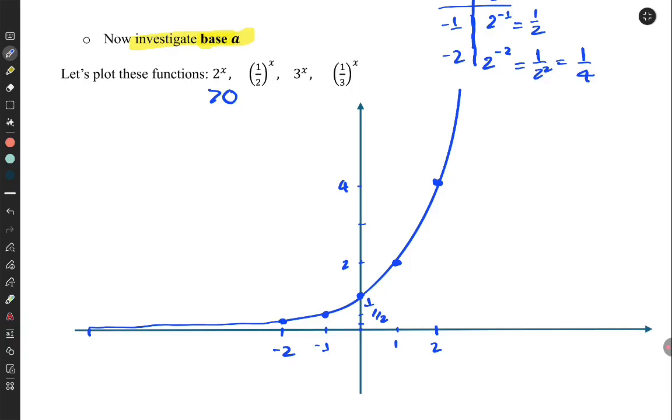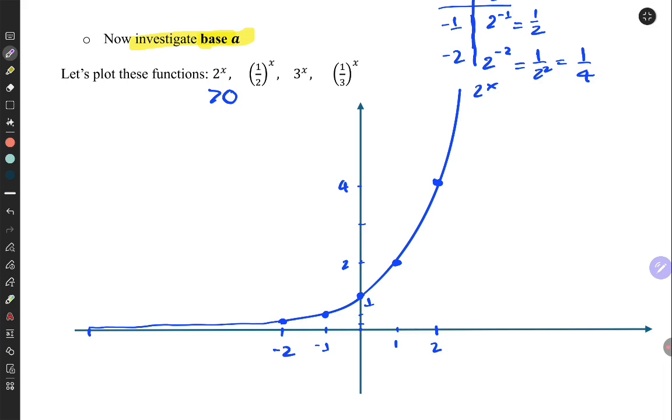By that analogy, I think you can draw 3 to the power x. This is 2 to the power x, and 3 to the power x will look something similar to this, curving up. I'm talking about these two for now; later I'm going to talk about the other two. For now, 2 to the power x, the blue one, and 3 to the power x, very similar to this.